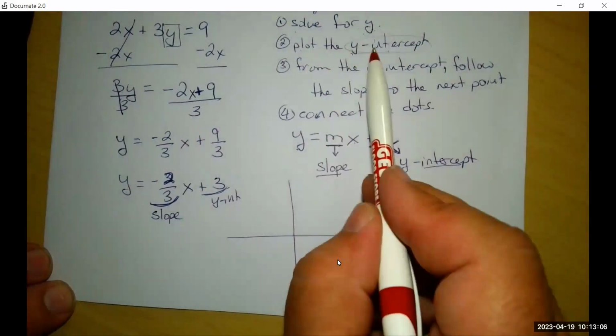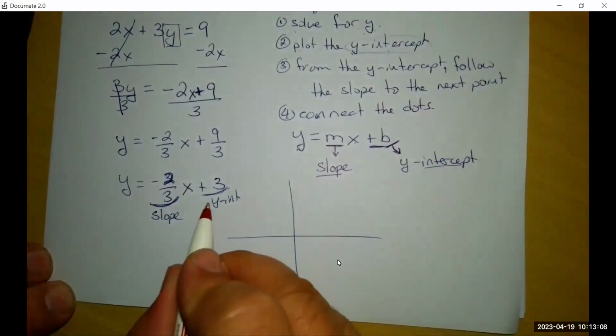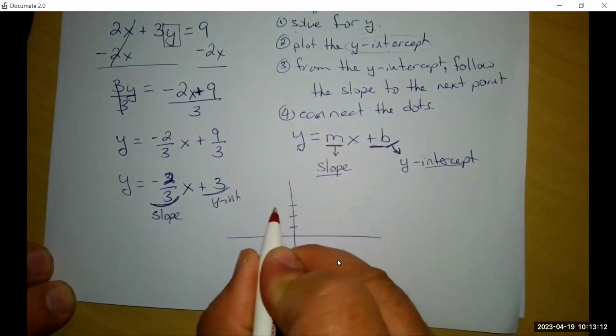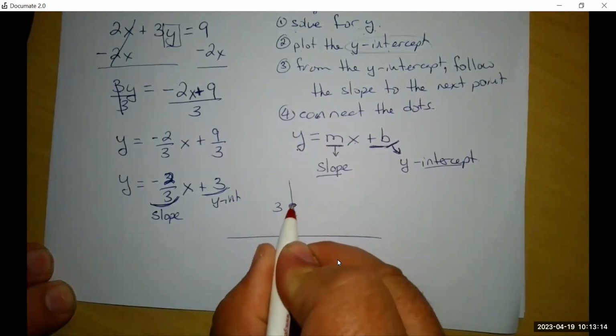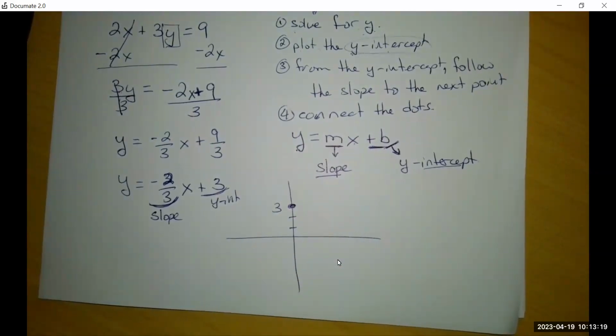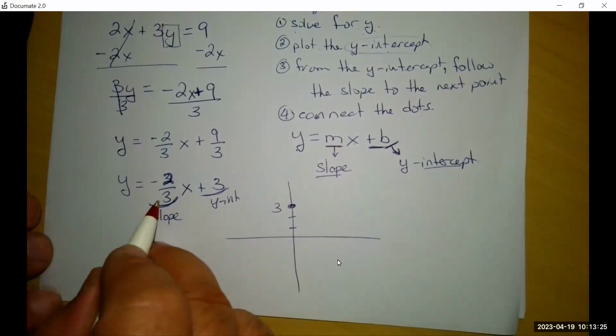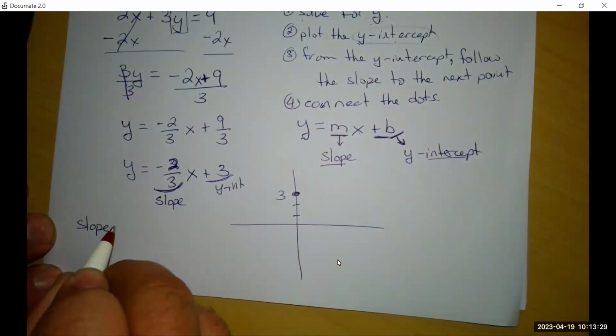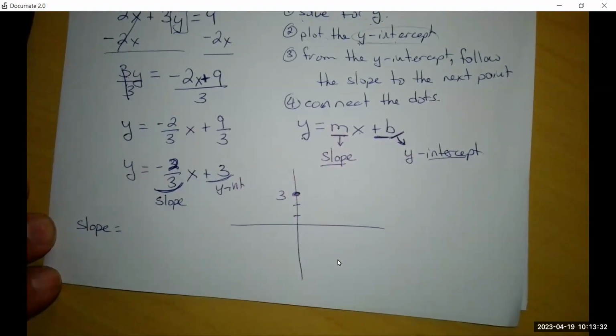So step 2 says plot the y-intercept. The y-intercept is at positive 3. I'll put a dot there. Is that so far so good? Now, the slope. We haven't talked about this yet, but I'll give you a heads up for it. How do you define a slope? What is a slope in words? How would you describe a slope?